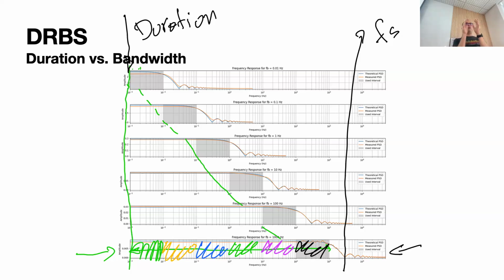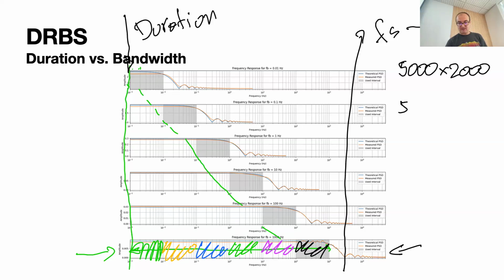Just to get an idea of numbers. If we are here at 1 kilohertz, this means that we have to have a sampling frequency of 2 kilohertz, so 2,000 samples per second. And we have to wait 5,000 seconds. So how many samples are we going to get? We're going to take 5,000 seconds times 2,000.